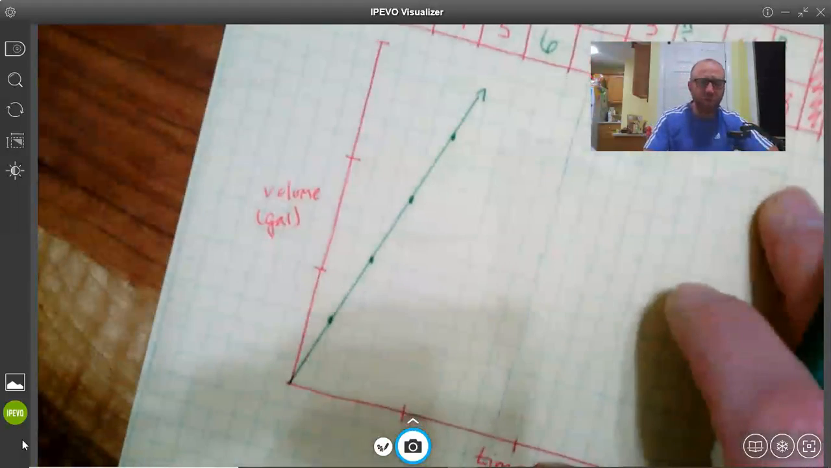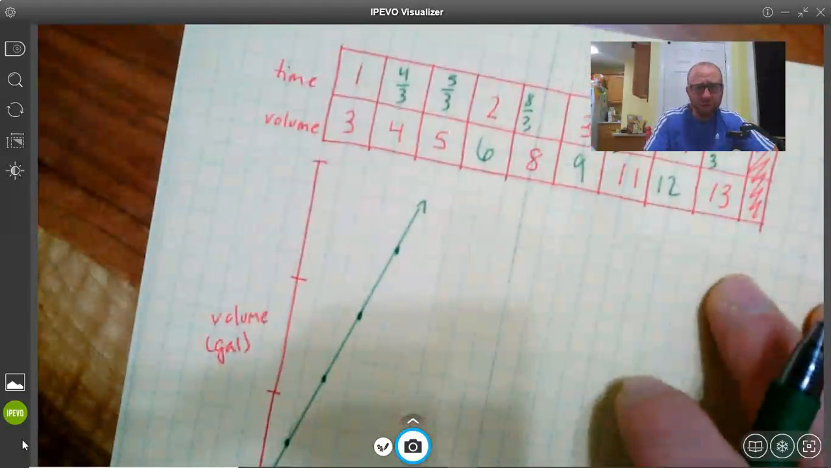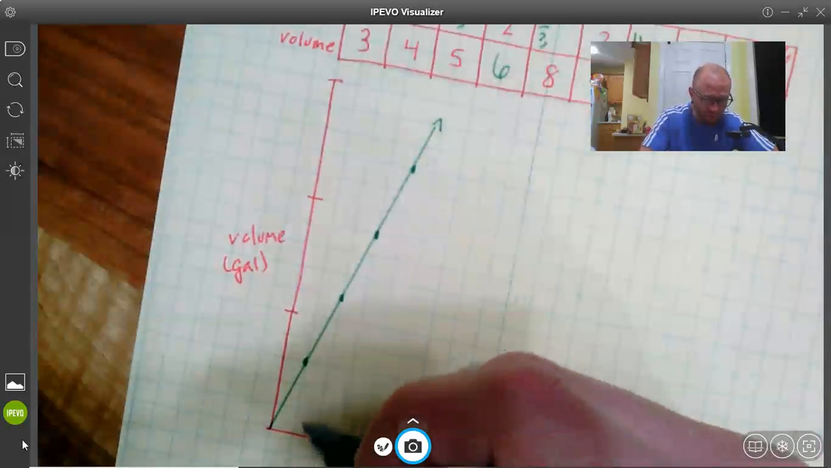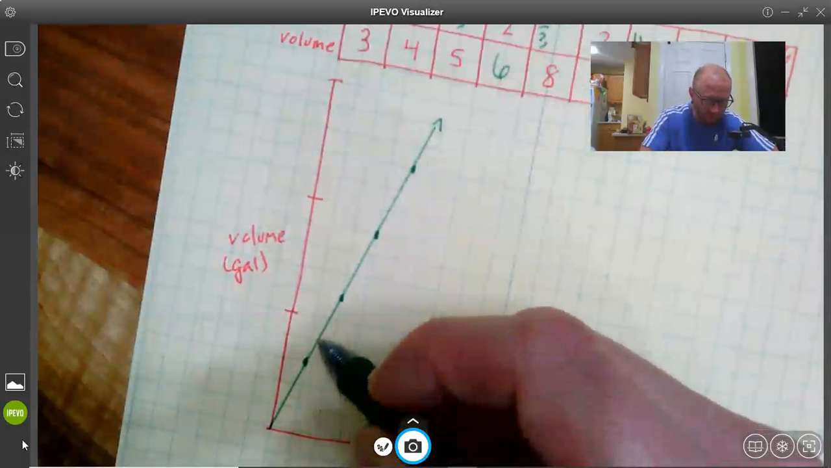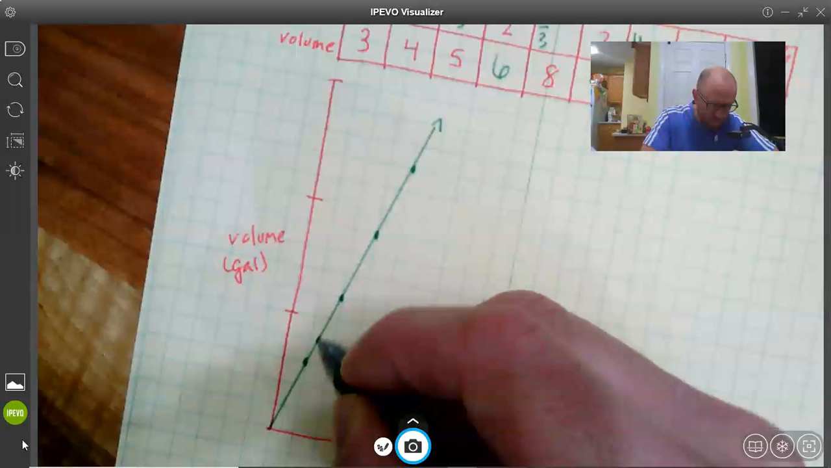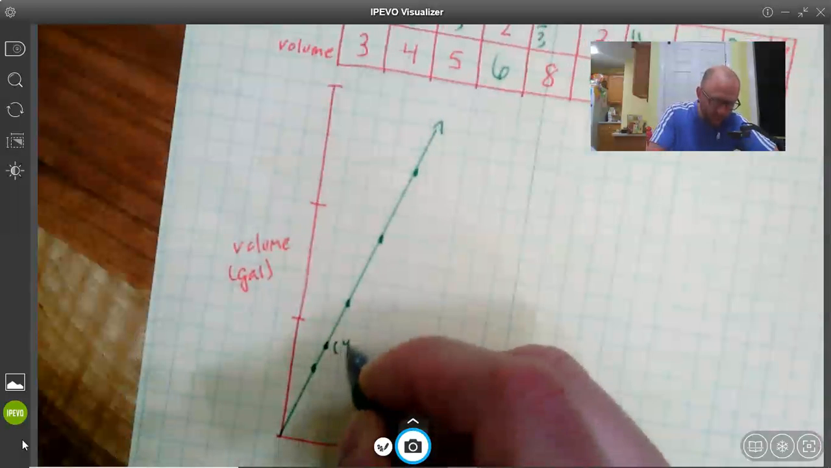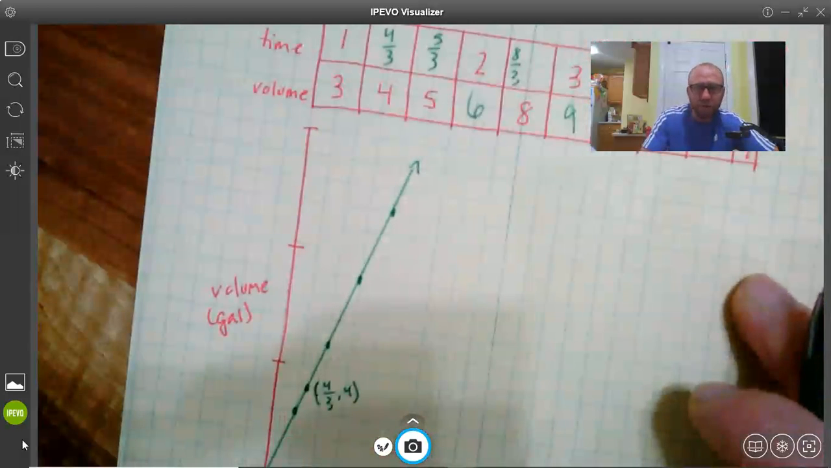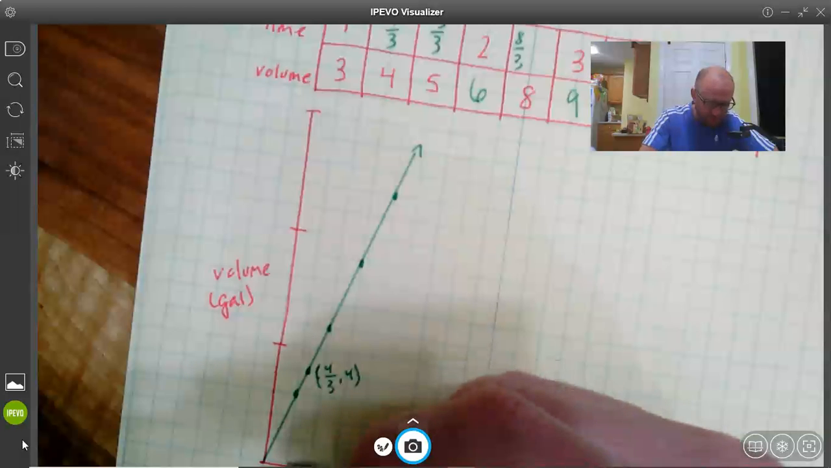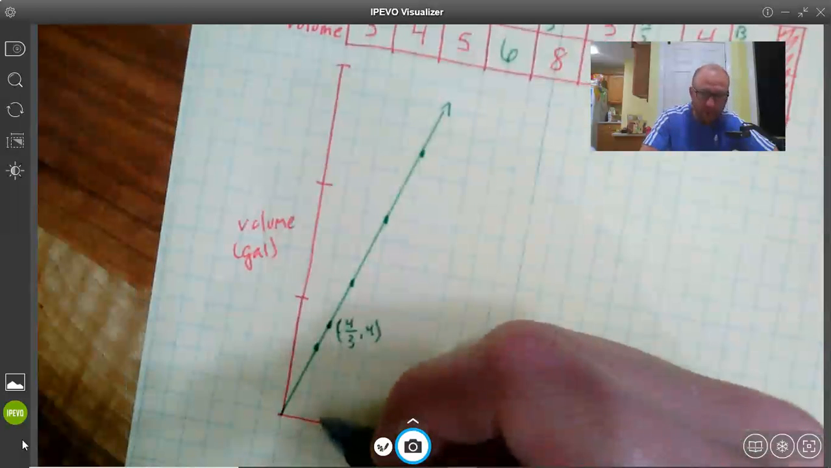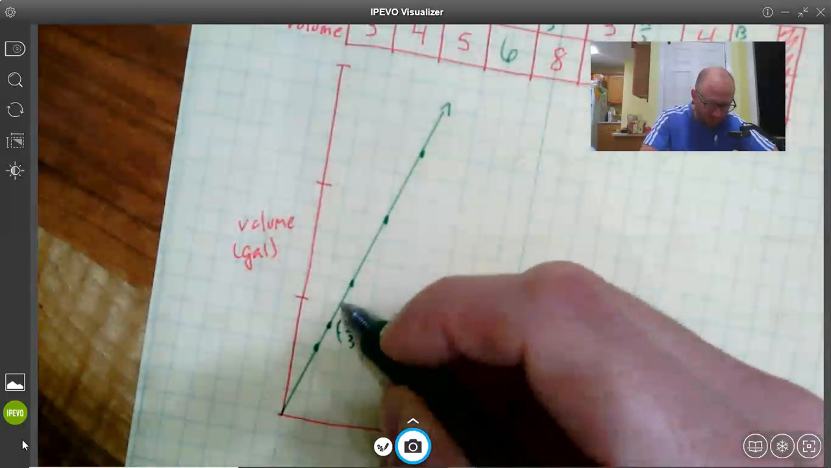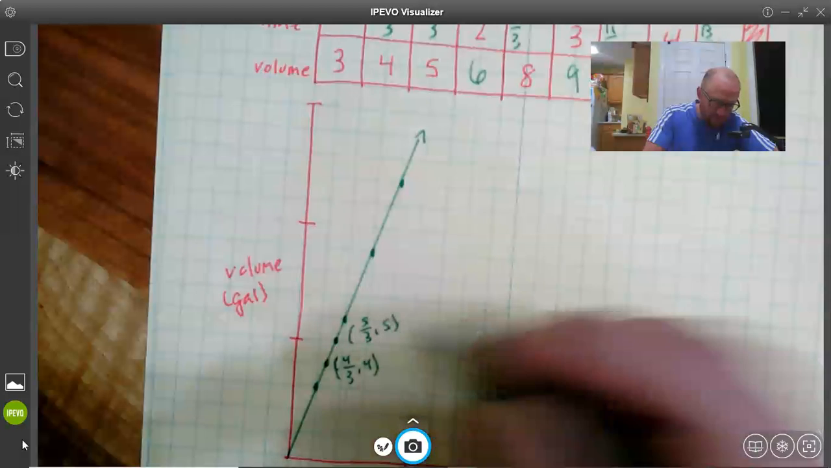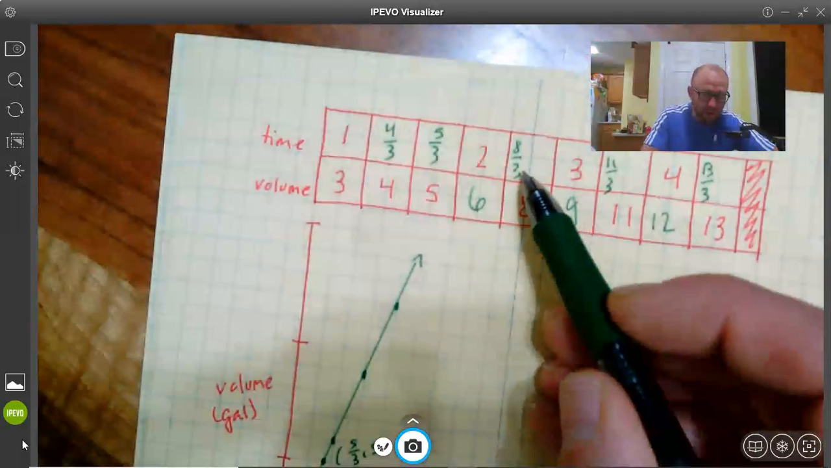I guess I'll put a little arrow there because we could keep filling jugs, right? Now let's look for these other ones. 4/3 and 4. So 4/3 is 1 and an extra third, and up 1, 2, 3, 4, right here. That is the point. 4/3, 4. How about 5/3, 5? Well, there's 1 and about 2/3. We travel up right here, and that is 5/3, 5.